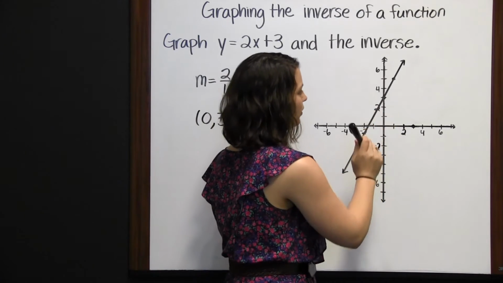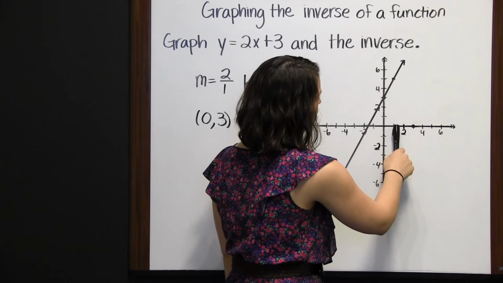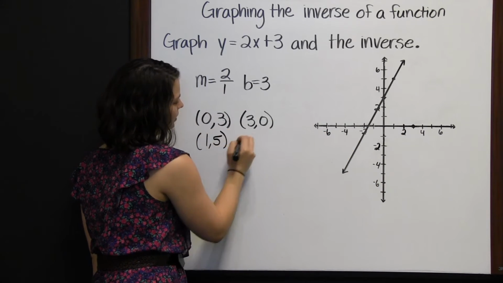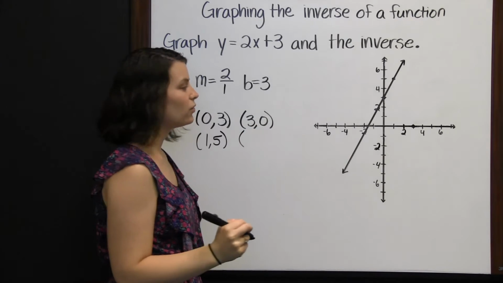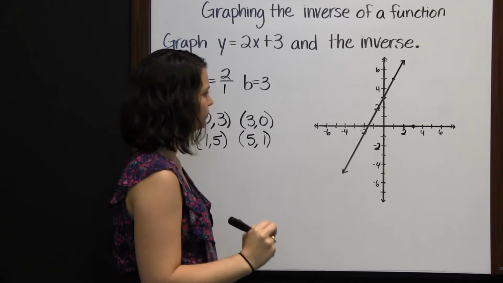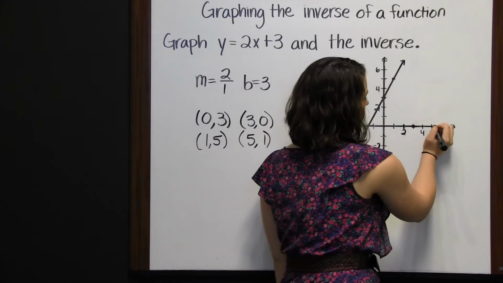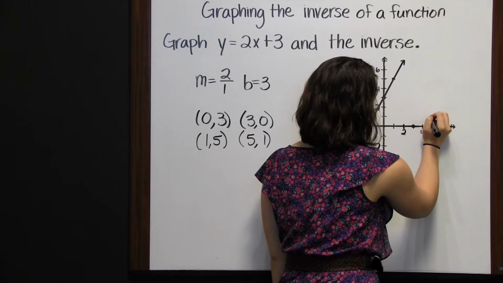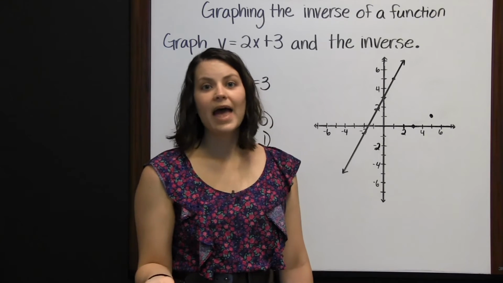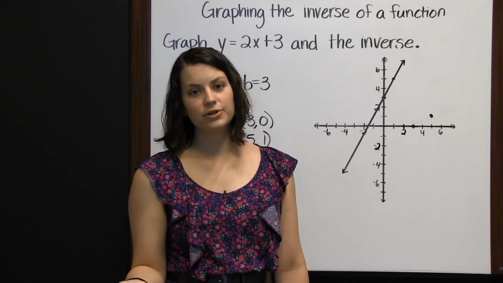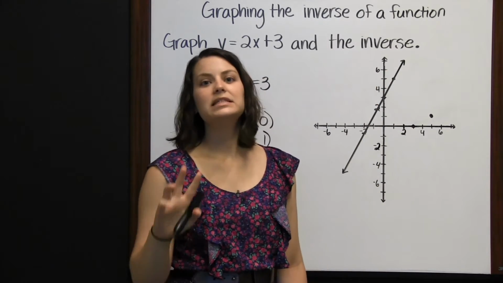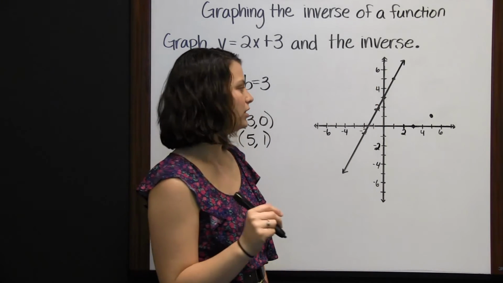Then we can take this other point we put on our graph, which is 1, 5, and do the same thing. Just switch the x and y coordinates, which makes it 5, 1. So over 5 and up 1. We could have done this with any 2 points from our original function, but since these were the 2 points we used to graph our line, they were easy to use to switch the x and y coordinates.